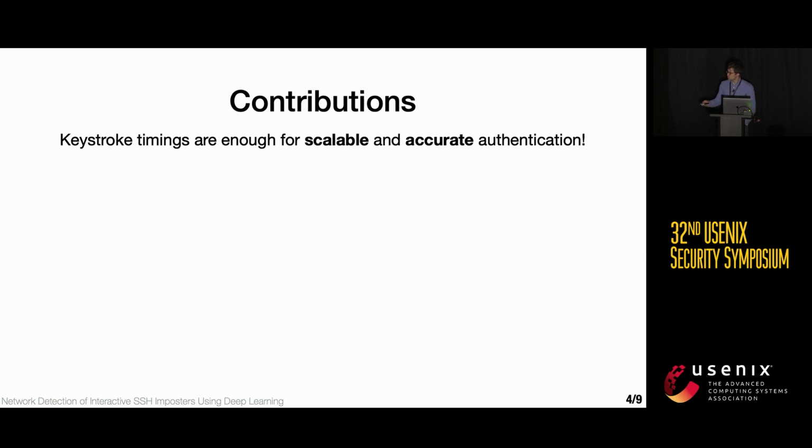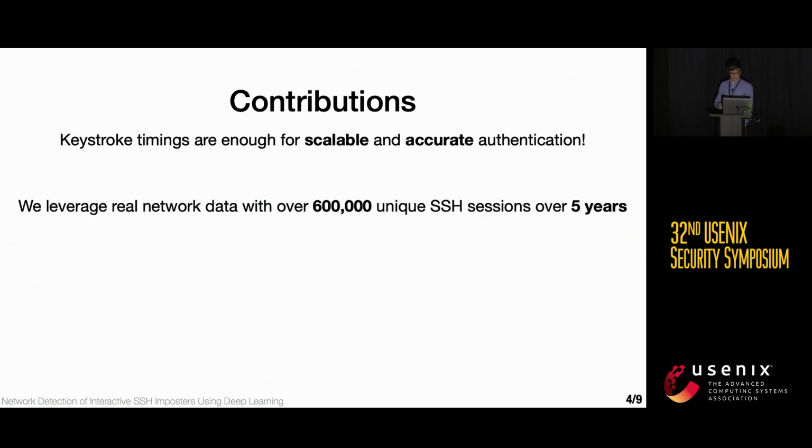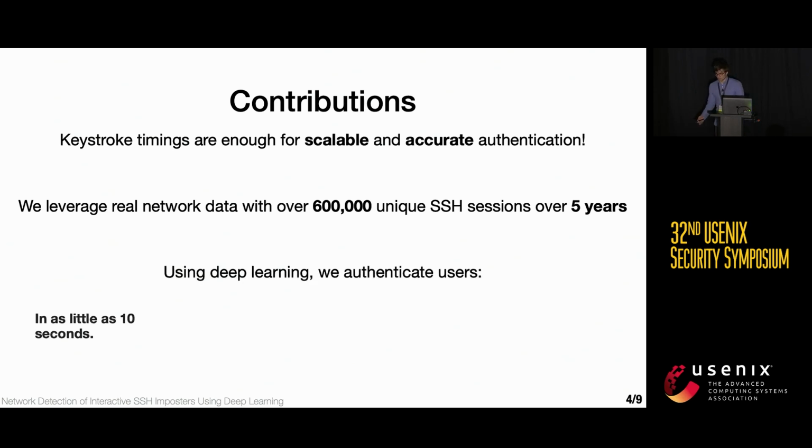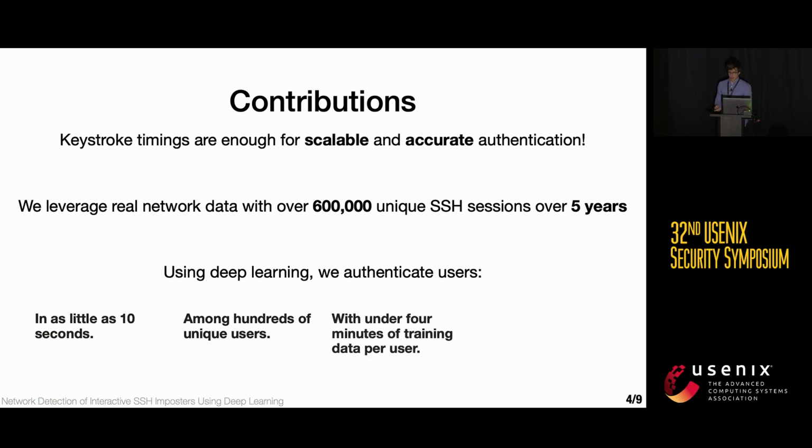To be able to show this, we leverage a real network with over 600,000 unique SSH sessions over 5 years, and developed our own deep learning tools to show that we can authenticate users as little as 10 seconds from the beginning of the session amongst hundreds of unique users with under 4 minutes of traffic per user for training data, and specifically in real network environments with congestion. So this can be applied anywhere.